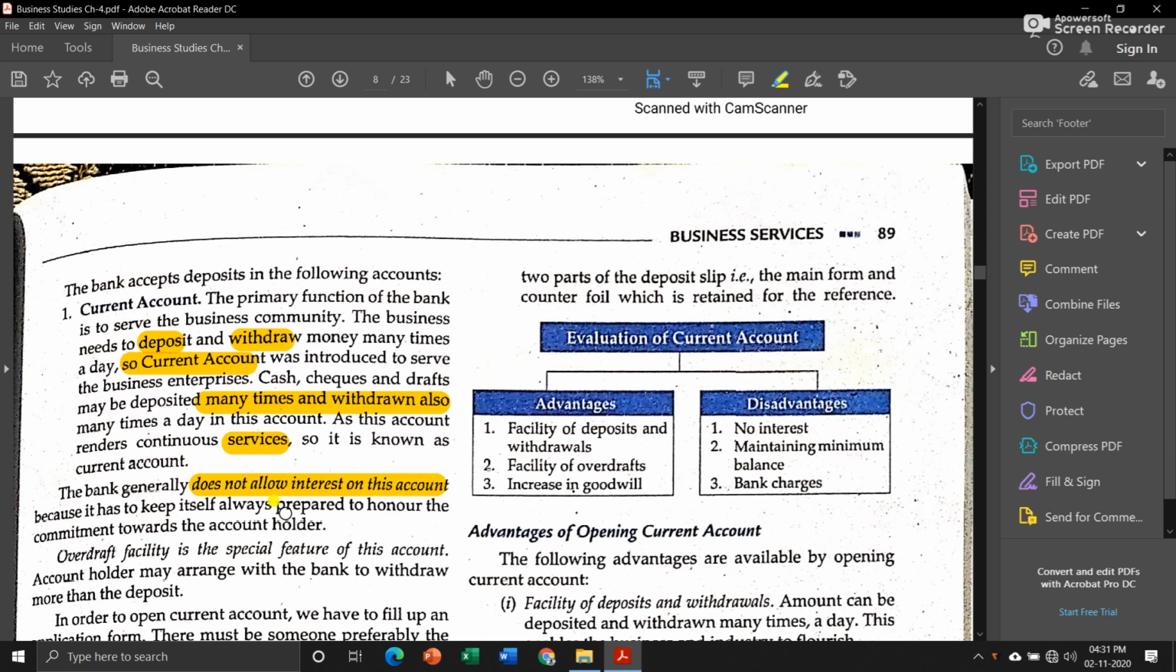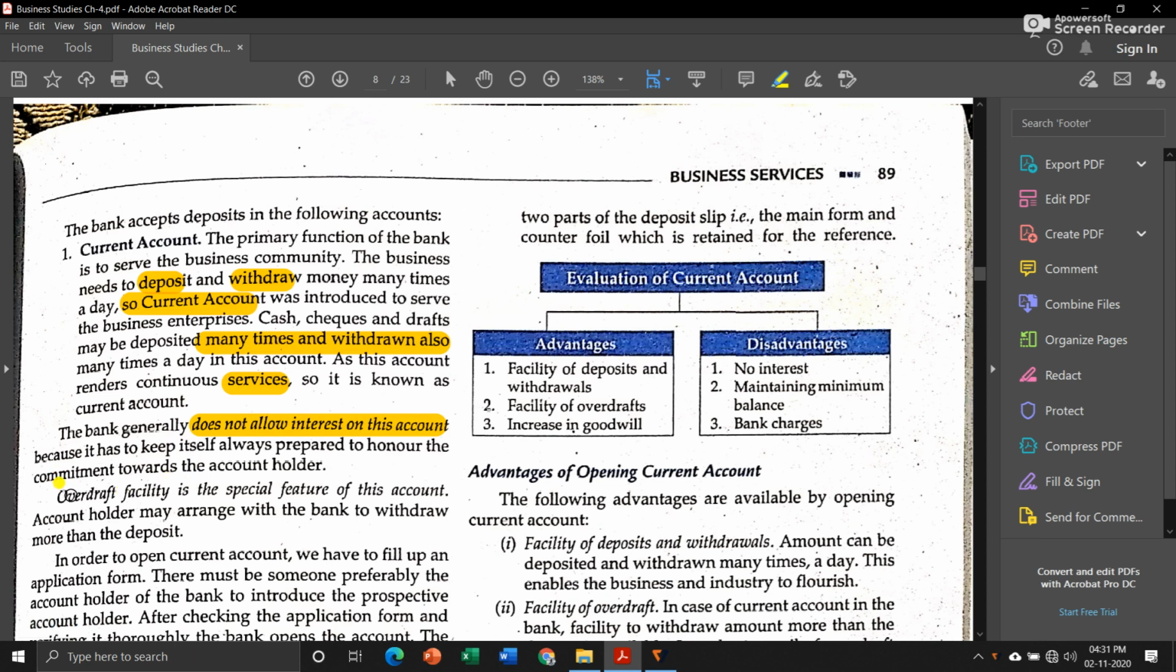But in case of current account, there is no surety that the business will keep a particular amount of money with the bank. It is not sure, means if there is any emergency or if they need to make an urgent payment, then they will make payment through their bank account. So in order to make that commitment towards the account holder, the bank doesn't allow interest. Then the next special feature of this current account is the overdraft facility. It is a special feature of this account.